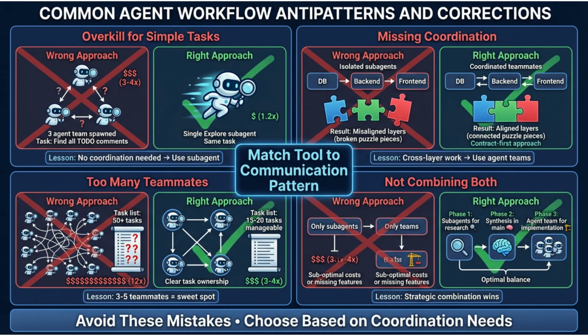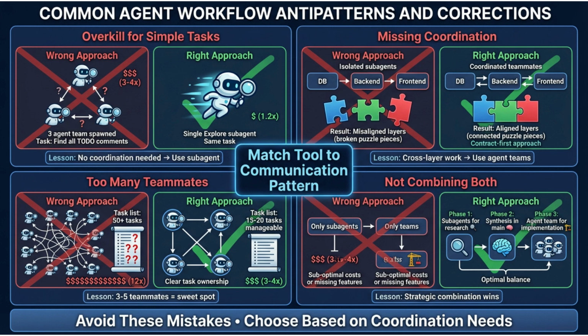Mistake 3. Spawning too many teammates. More agents doesn't mean faster work. Coordination overhead scales with team size. 3 teammates with 5 tasks each is manageable. 12 teammates is chaos. Task list explodes. There are messages everywhere. Agents collide despite coordination. 12 times token cost, maybe 2 times the speed. Diminishing returns hit hard after 5 teammates.